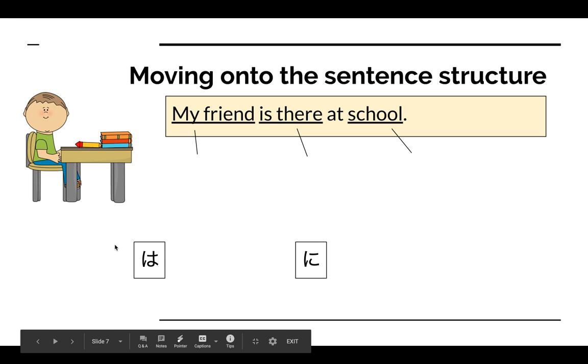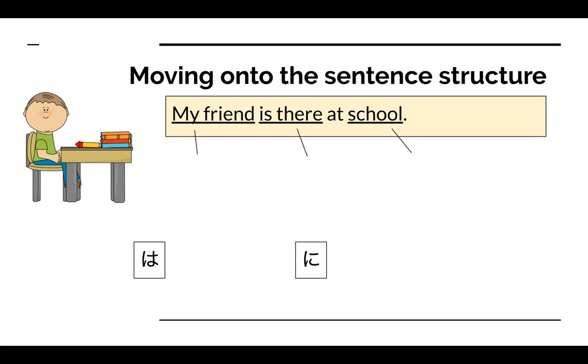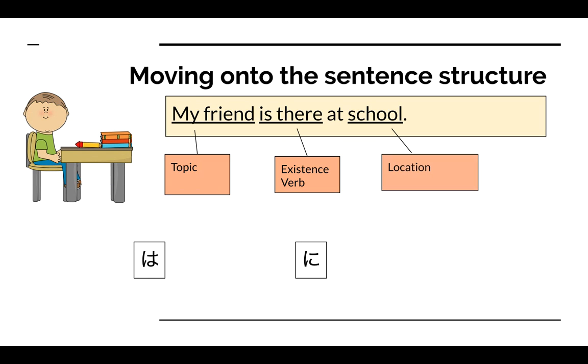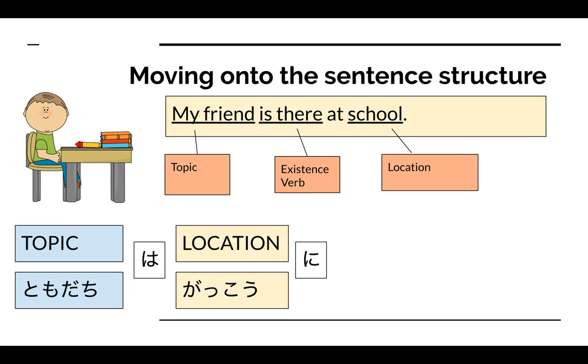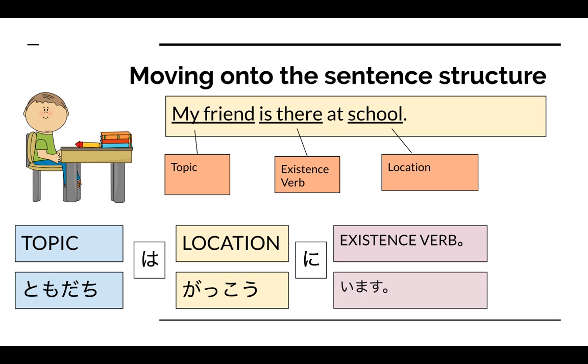So let's try another one. Moving on to the sentence structure with the animate object. My friend is there at school. So my friend is your topic. Is there is the existence verb. It's a weird English sentence, sorry, but this was the best translation to show you. And at school is the location. Now let's put that in Japanese. Topic は友達ね。友達は location 学校に existence verb is in this case not あります, it is います。友達は学校にいます。So it's はにですね。友達は学校にいます。Practice.